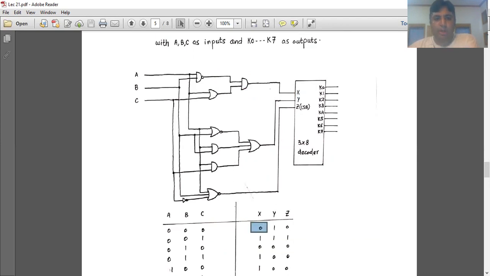In similar cases, next we have Y. Y is coming from this OR gate, and this OR gate has 3 inputs. One is coming from this NOR gate, another is coming from this NAND gate, and the third is coming from this AND gate.